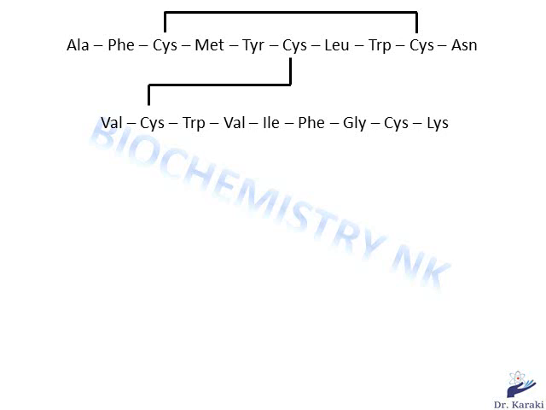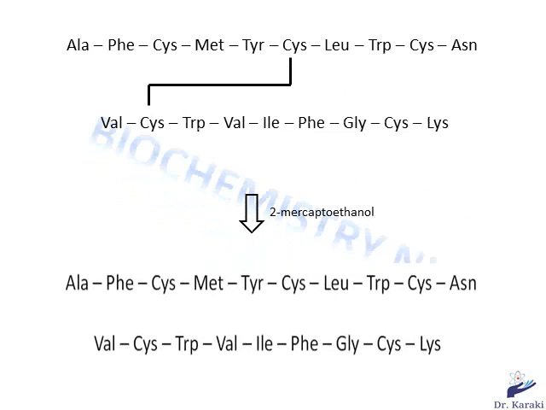In the given, we have that when the peptide is treated with 2-mercaptoethanol, it yields two polypeptide chains, X and Y. So, if this is the correct polypeptide chain, when we treat it with 2-mercaptoethanol that reduces the SS bonds, so it cleaves the bonds here and here, we will obtain two polypeptide chains.